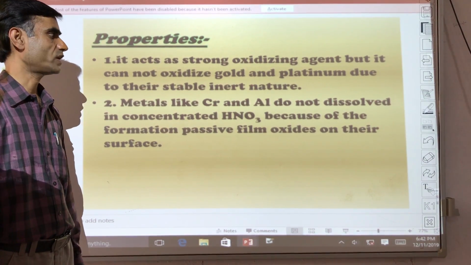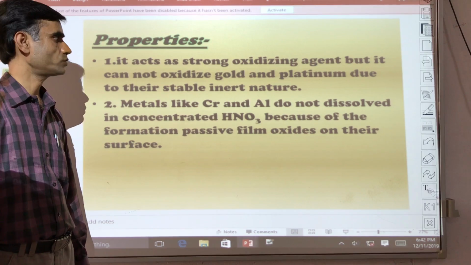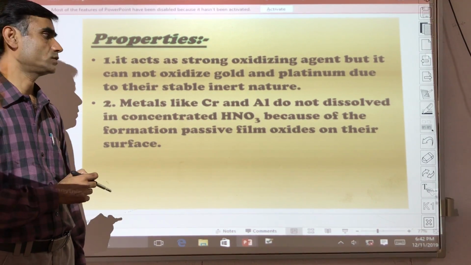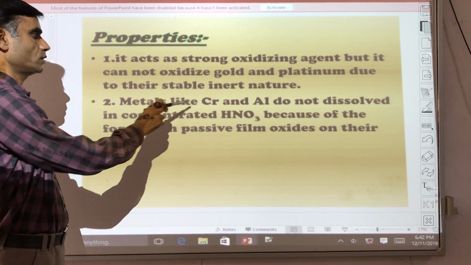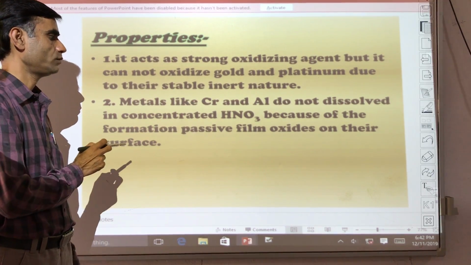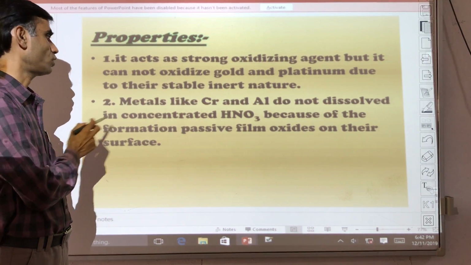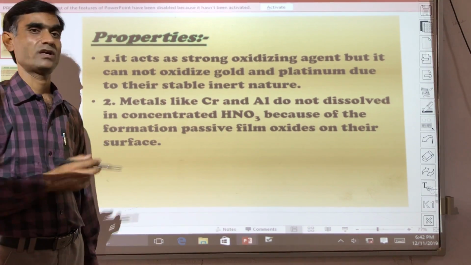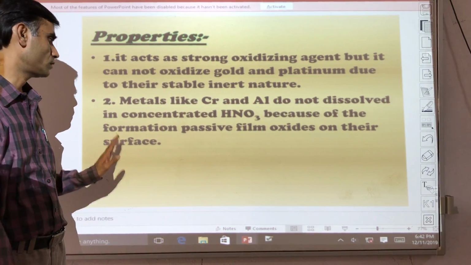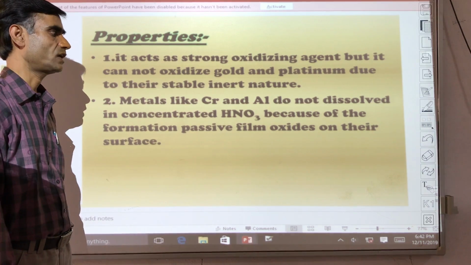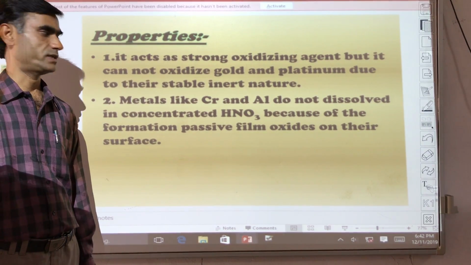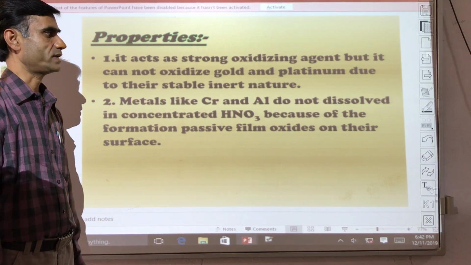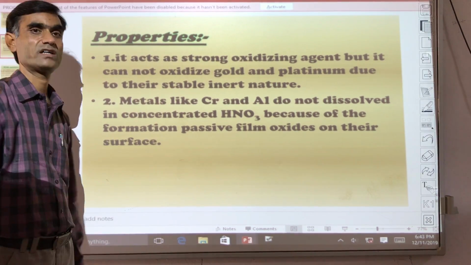As you know, it is a strong acid. It oxidizes various compounds, but it cannot oxidize gold and platinum because they are quite inert. Likewise, elements like chromium and aluminium do not dissolve in concentrated nitric acid. Why? Because they are highly reactive, they form a passive film of oxides over there, like aluminium oxide, chromium oxides. So they do not dissolve in concentrated nitric acid. Such type of questions may be asked as 1 mark questions.